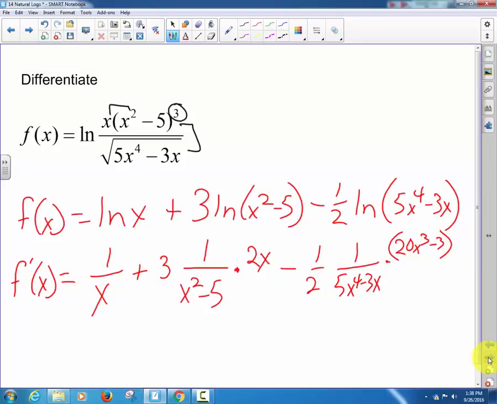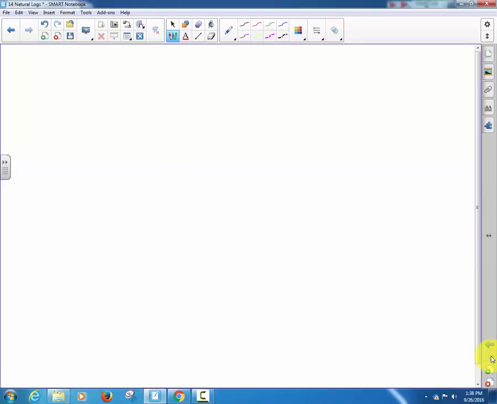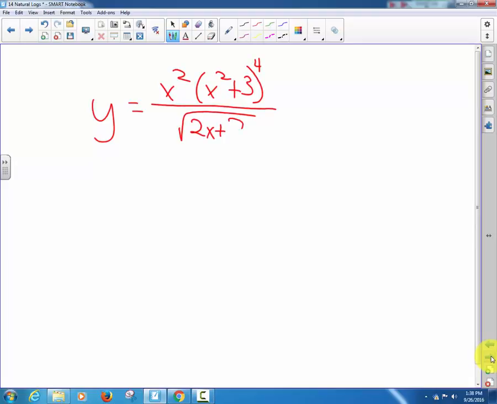Any questions? Now, we're not going to look at this last problem. We're just not going there. But I want to show you how this can help you. Suppose you have a problem like this. y equals x squared plus 3 to the 4 over the square root of 2x plus 7. And I said take the derivative of that.